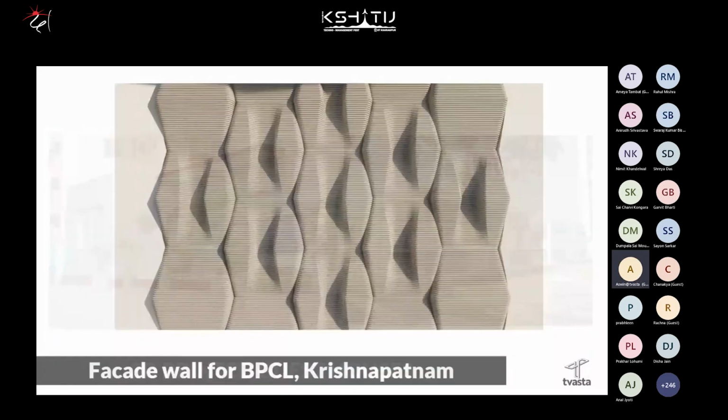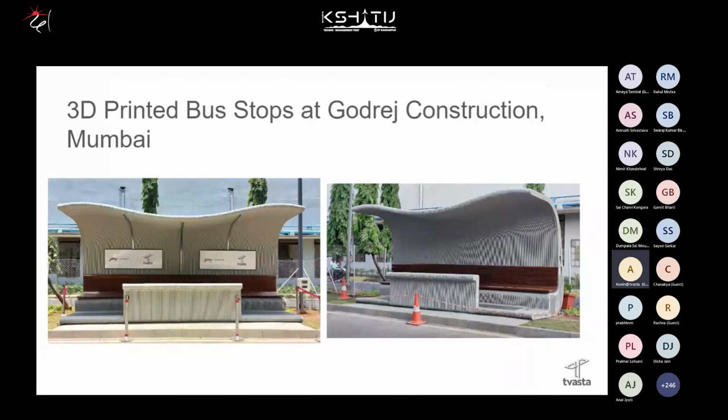This is a facade wall for BPCL Krishnapatnam. This design is somewhat inspired by Rajasthani architecture. You can see India's first 3D printed bus stop, which is at the Godrej facility in Mumbai. This structure is different from a usual structure. You couldn't see any support structure for the curved ceiling in the bus stop. This is achieved only by using 3D printing technologies.